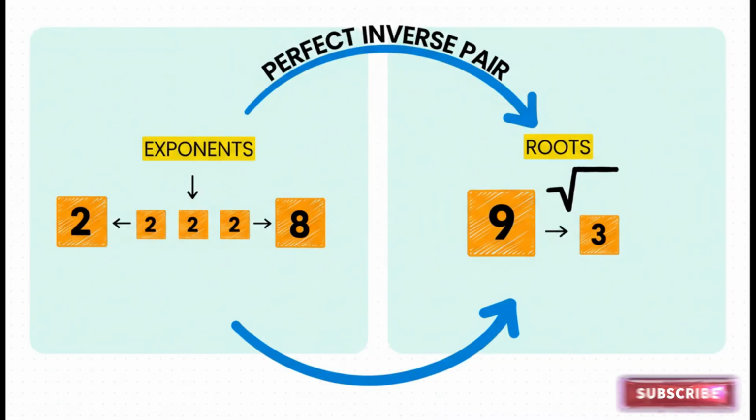Now, let's talk about a really useful shortcut. Instead of writing 2 times 2 times 2, we can just write 2 to the power of 3. That's an exponent. It's just a shorthand for repeated multiplication.